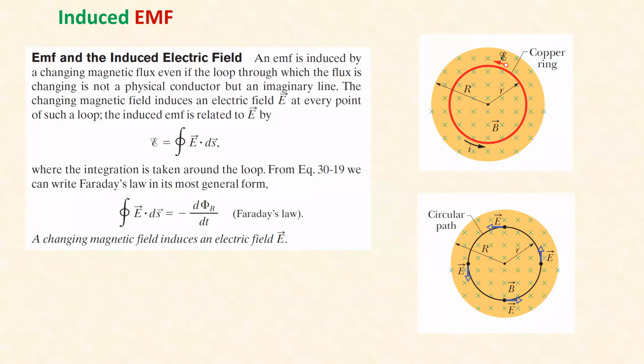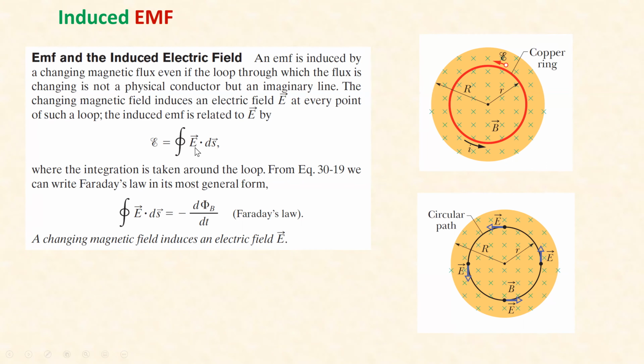In fact, you don't have to have a wire in space in that region to have the EMF. An EMF is induced by a changing magnetic flux, even if the loop through which the flux is changing is not a physical conductor, but an imaginary line. The changing magnetic field induces an electric field E, and at every point of such a loop, the induced EMF is related to E by this formula.